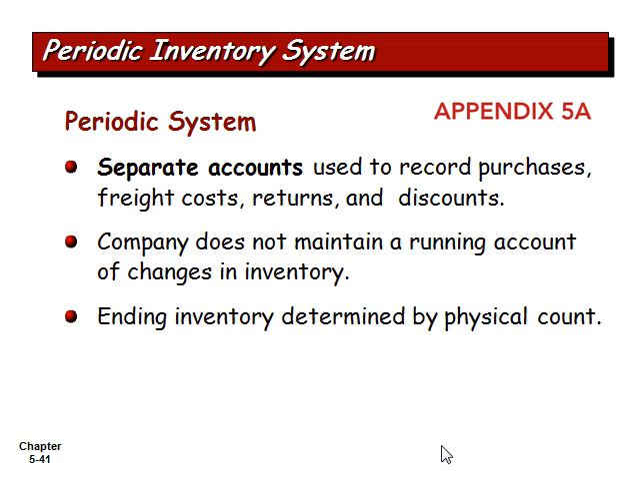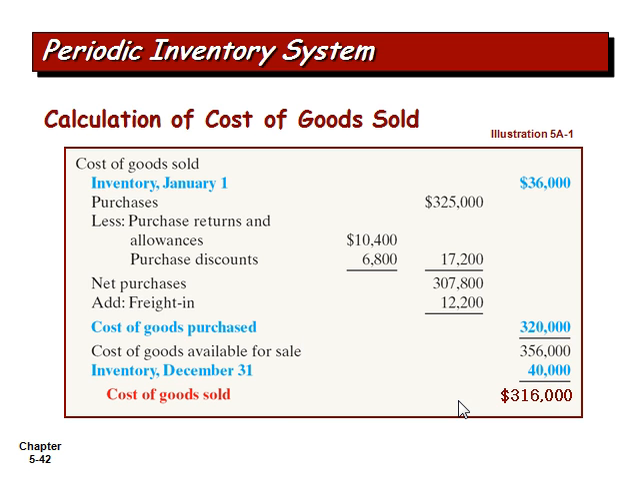We've been looking at perpetual. We'll take a brief look here at periodic systems. We use separate accounts to record purchases, freight costs, returns, and discounts. The company does not maintain a running account that changes inventory, and ending inventory is determined by physical count. Now that last one, you'll remember, is also true of perpetual. We think we know what we have on hand, but we still have to go out and do a count to confirm it and adjust it for anything missing.